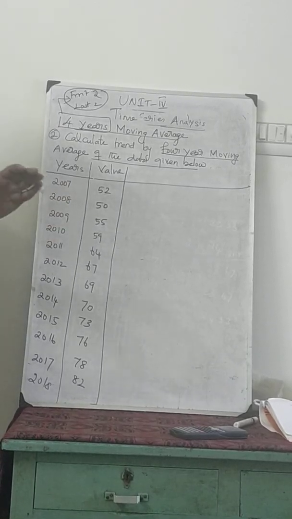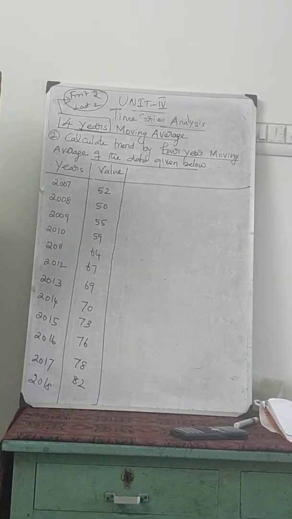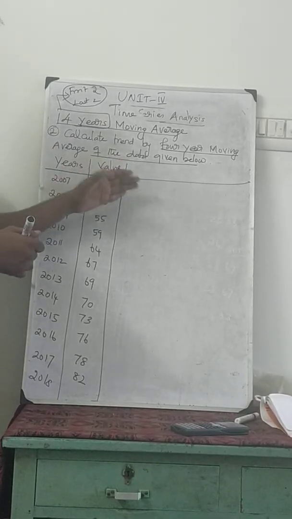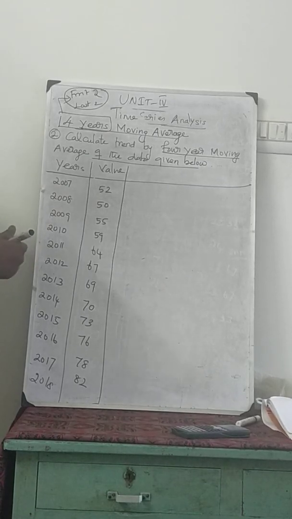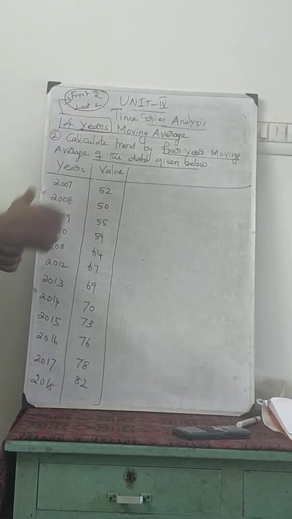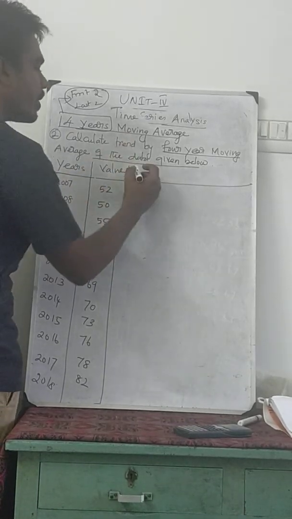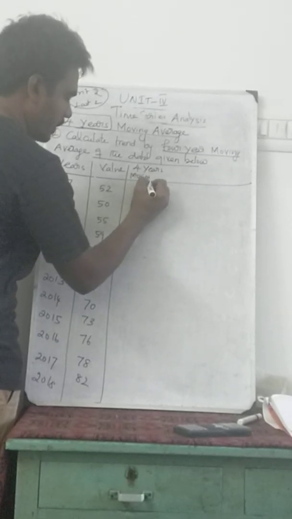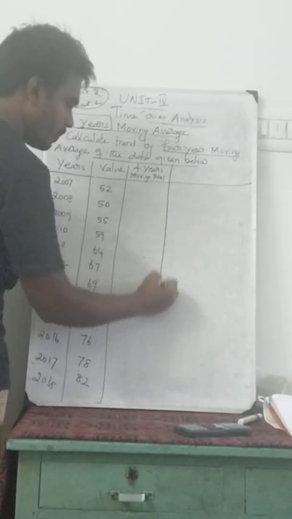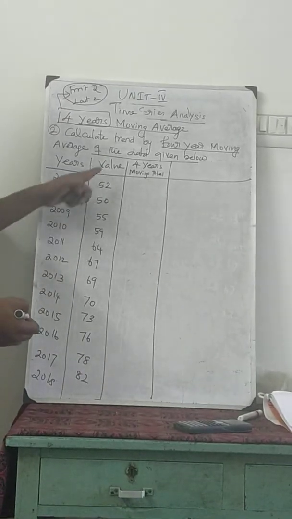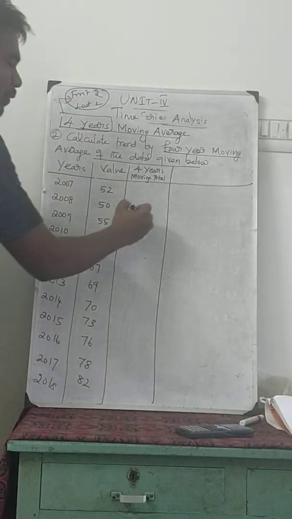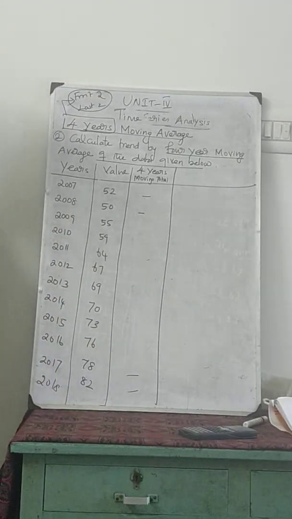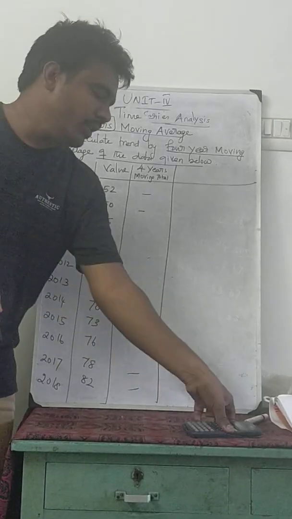When we start the answer, you have to write the solution. You have to write the title, computation of 4 years moving average. Now the third column we are going to create is the 4 years moving total. What we did in the 3 years, the same thing we are going to do for the 4 years moving total. I told you that in the 4 years moving average we cannot find the first 2 years trend, and similarly the last 2 years trend. So now we have to find the 4 years total.